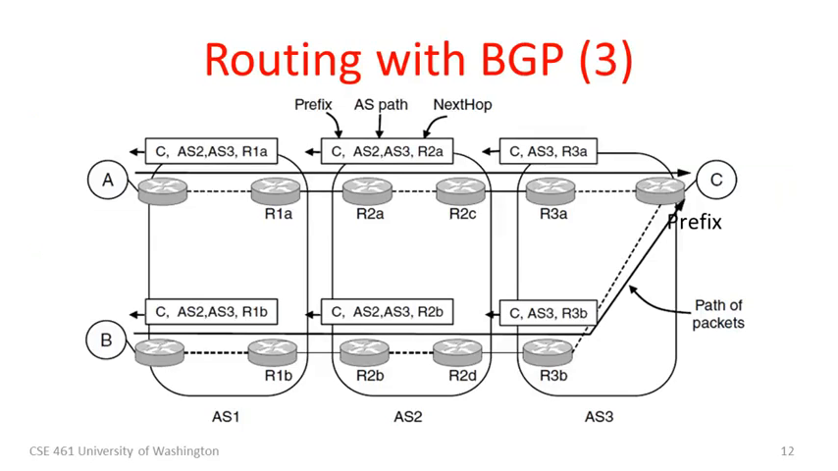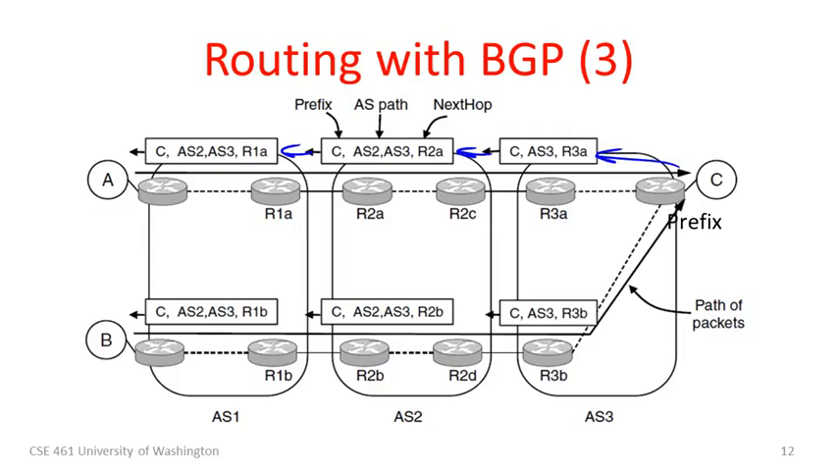Okay, so let's look at a little bit more about how some of these path vector announcements are propagated. This is a little bit of a complicated diagram. I'll walk you through it. There are three ASs there. You can think of them as ISPs. AS1 on the left, AS2 in the middle, and AS3 on the right. Now, a routing announcement is being propagated for the prefix C in this direction, through here.